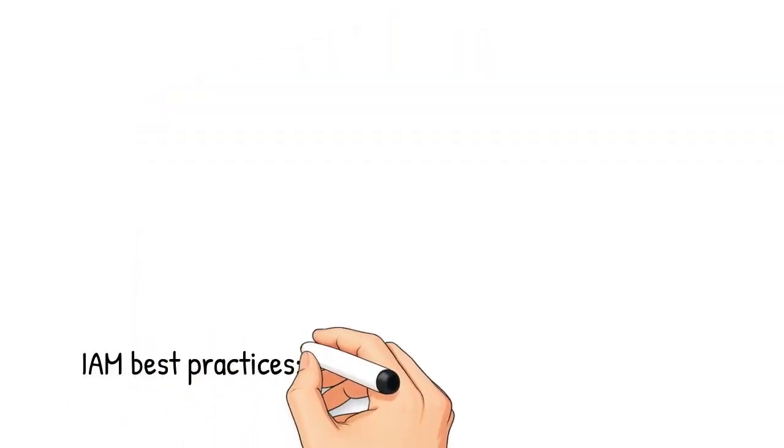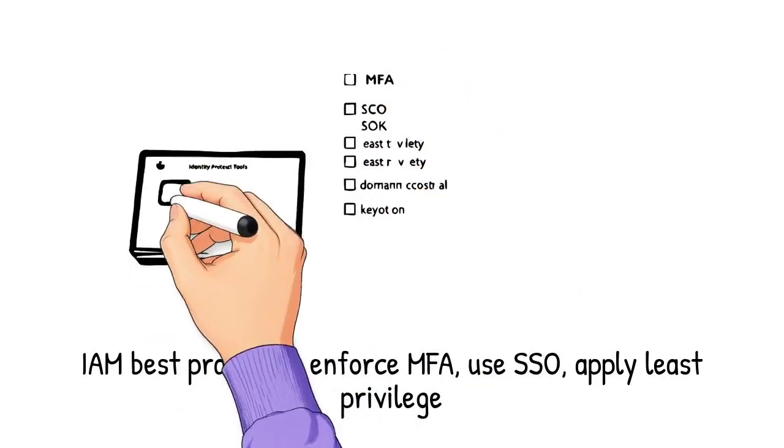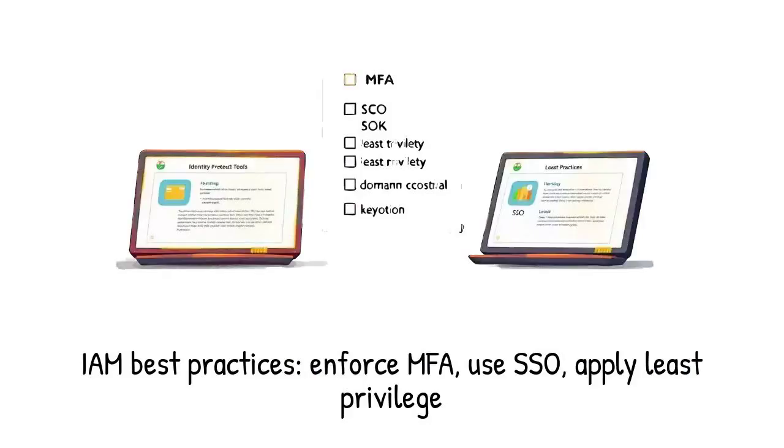What to do? Enforce MFA for every user. Use SSO and federated identity. Use roles instead of long-lived access keys. Apply least privilege everywhere. Review permissions monthly. Remove dormant accounts. Rotate keys automatically. Use conditional access policies. Use identity protection tools: Azure AD Identity Protection, AWS IAM Access Analyzer, GCP IAM Recommender.